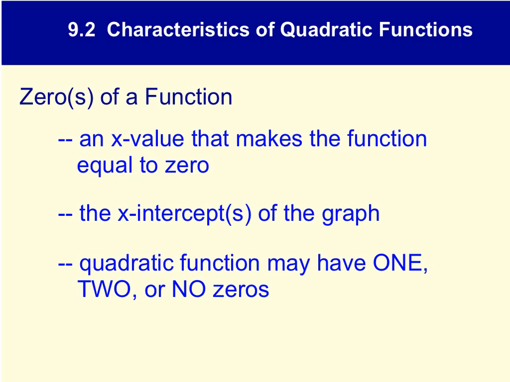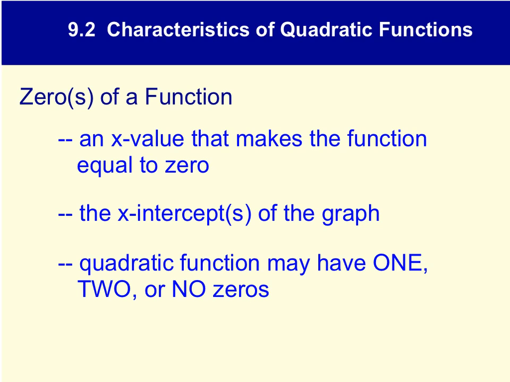Basically, all that a zero is, it's an x value that makes the function equal to 0. And looking at a graph, it's really easy to spot the zeros of a graph because they are the same thing as the x-intercepts of the graph. Quadratic functions could have 1 zero, 2 zeros, or none at all, depending on where your graph might cross the x-axis.